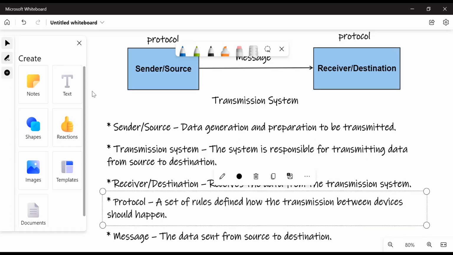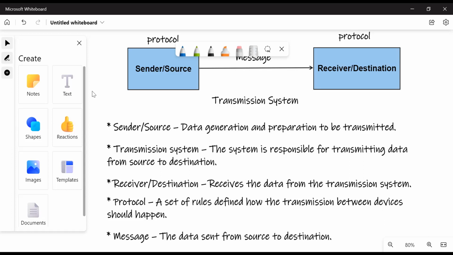To summarize from the beginning, in any transmission model, we can find the starting point where the data is generated, which we know as source. Then we have a transmission system, which is responsible for sending data from one place to another, and the data will be received by the receiver or destination. Then there will be protocols, a set of rules to follow for transferring data. Finally, the message, that is the data sent from source to destination.